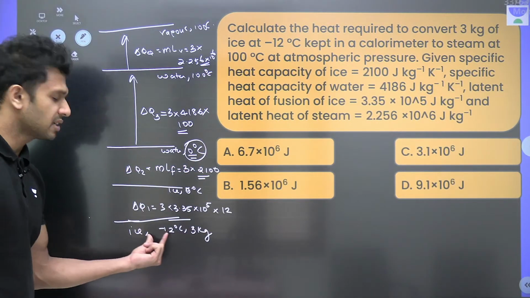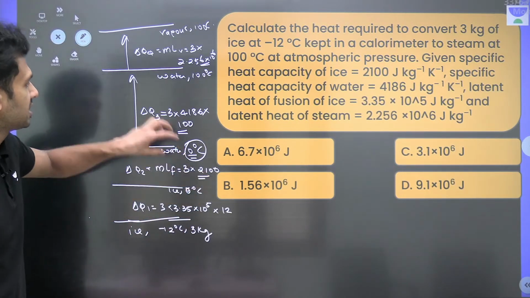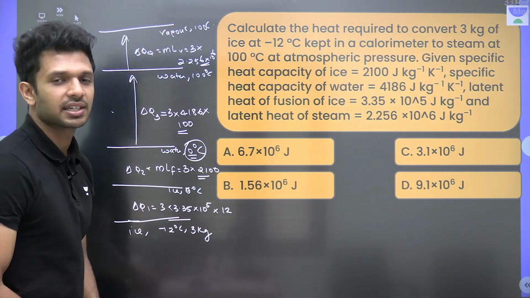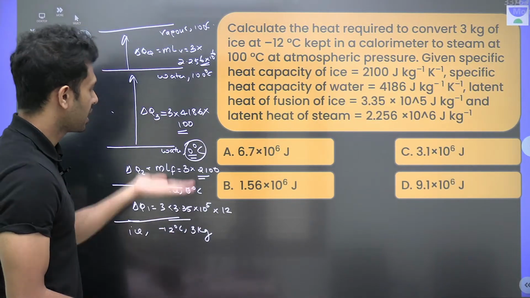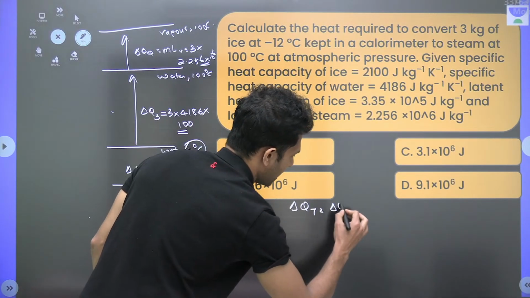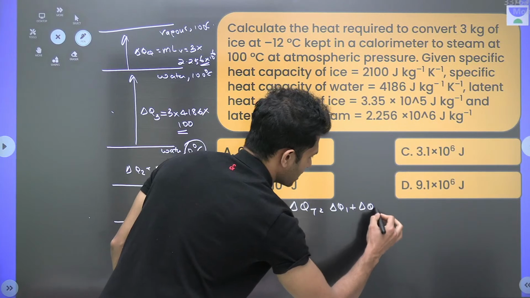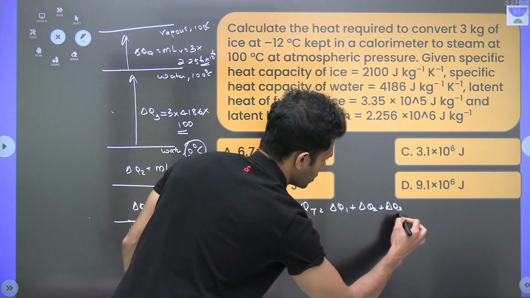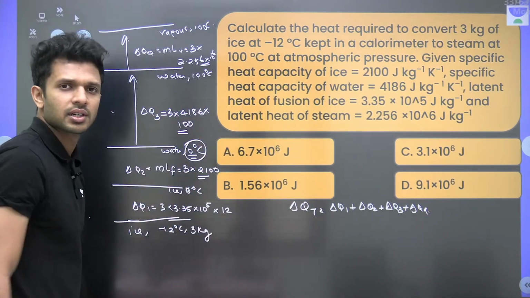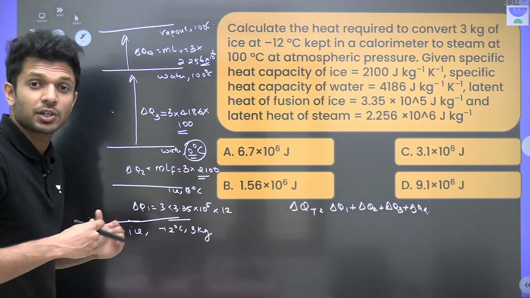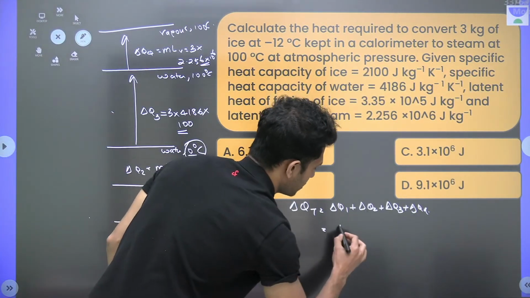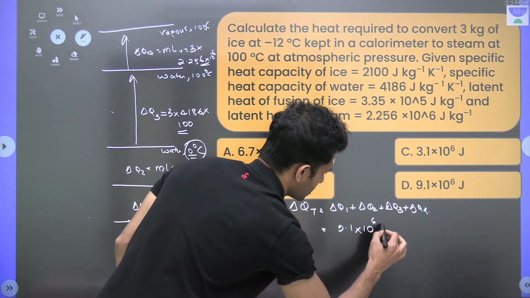So the ice at minus 12 degrees Celsius, by giving this much heat energy, we have converted to vapor at 100 degrees Celsius. The question is to find out the total heat energy, delta Q total. For that, add the heat energies delta Q1 plus delta Q2, delta Q3 plus delta Q4. Add all these heat energies that we provided so that we can get the final heat energy given. The value will be 9.1 into 10 power 6.